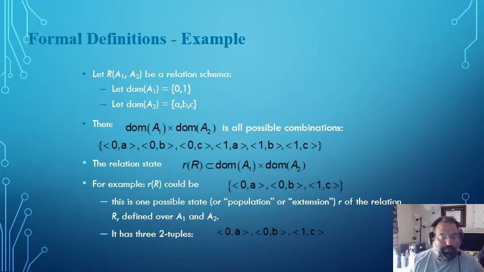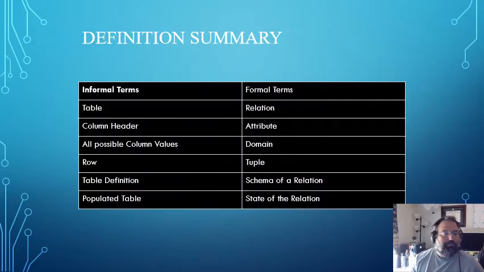So r is a subset of that Cartesian product, so it has to be a valid set of states. For example, r could be 0A, 0B, 1C. This is one possible state, population, or extension of the relation R defined over A1 and A2. It has three tuples: 0A, 0B, 1C.